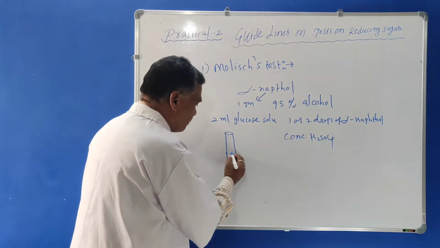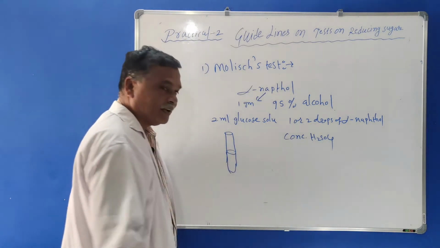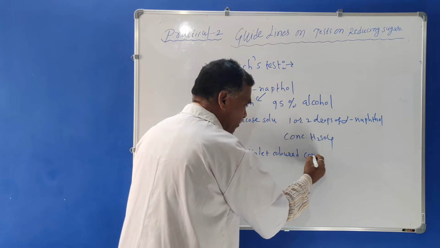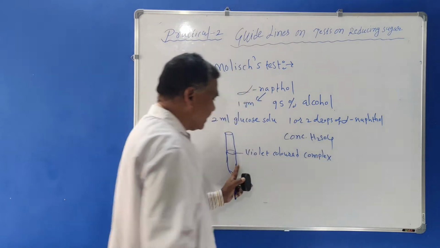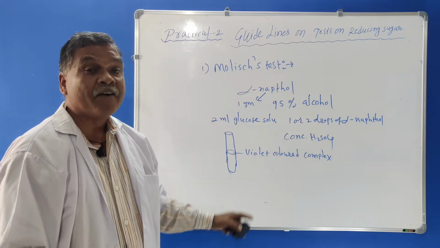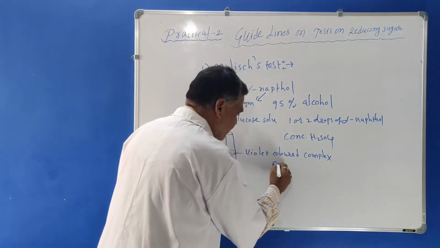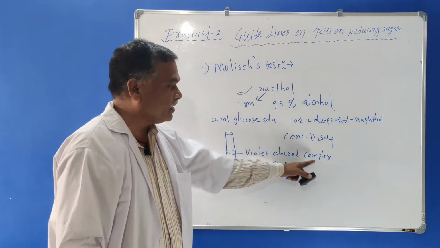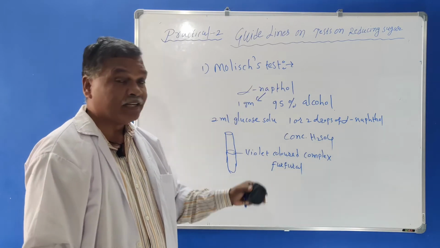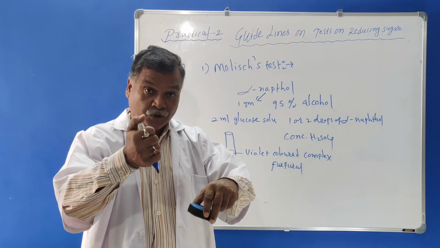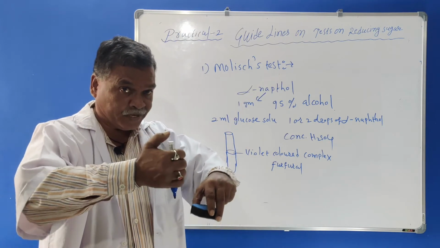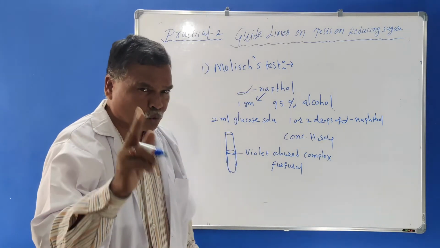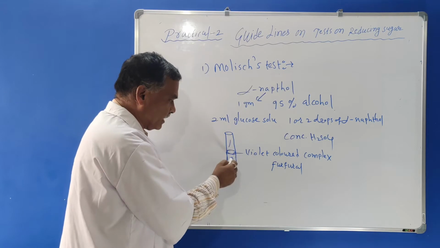A ring structure is formed at the junction of the test tube in a violet color. A violet colored complex is formed, and this violet colored complex or ring is known as furfural. So this violet colored complex furfural is formed after adding the concentrated H2SO4 slowly, drop wise, with the help of the pipette or thumb, you can say. So here a violet ring will form at the junction and two equal parts are developed, the upper part and the lower part.